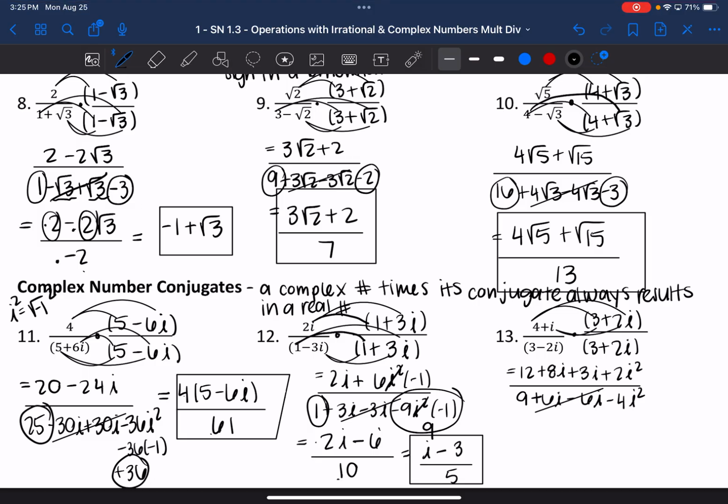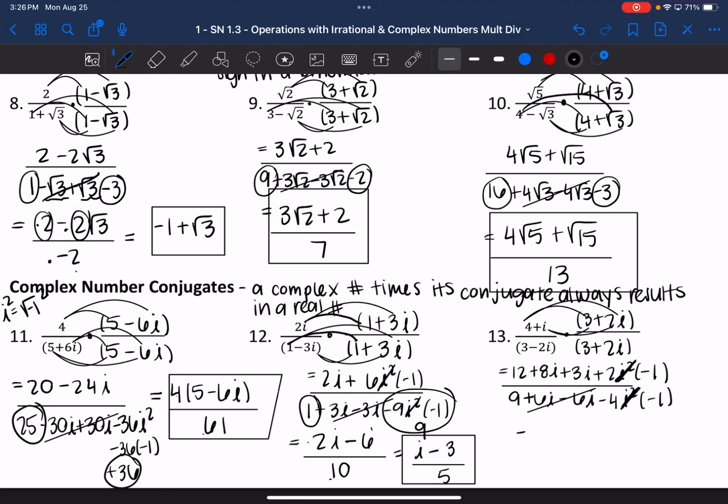So our positive and negative 6i in the denominator will go away. I'm going to combine like terms in the numerator, also reminding myself anywhere there's an i squared, like here and here, that I can replace that with negative 1. So in the numerator, we had 12, and then we had 8i and 3i, which would combine to give us 11i. And then I would have 2 times negative 1, which would be negative 2. Over in the denominator, we have 9, and then we were left with negative 4 times negative 1, which would be positive 4. So we end up with 12 minus 2, which is 10, plus 11i, over 9 plus 4, which is 13.